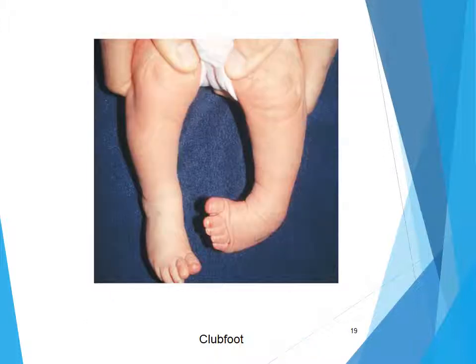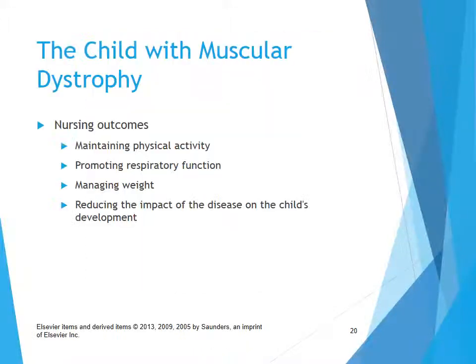This is a picture of the clubfoot. And again, in 50% of cases you will see bilateral feet affected. The child with muscular dystrophy. The nursing outcomes for this child is to maintain physical activity, promote respiratory function, manage the weight, and reduce the impact of the disease on the child's development.